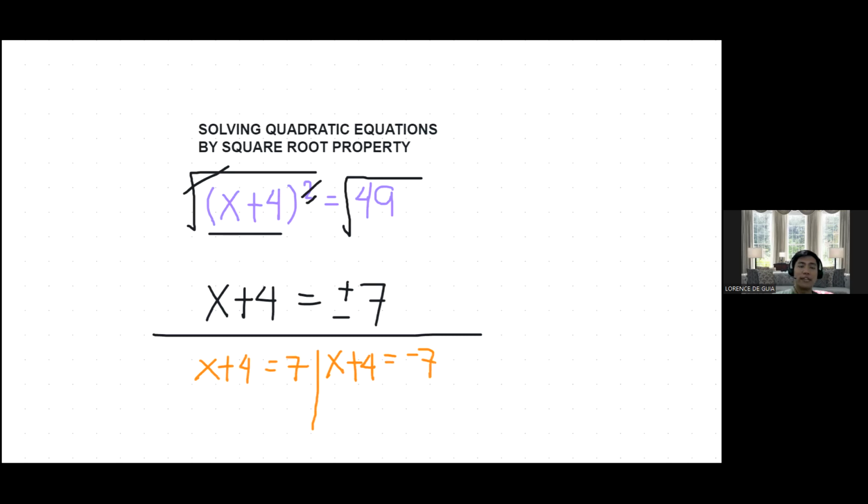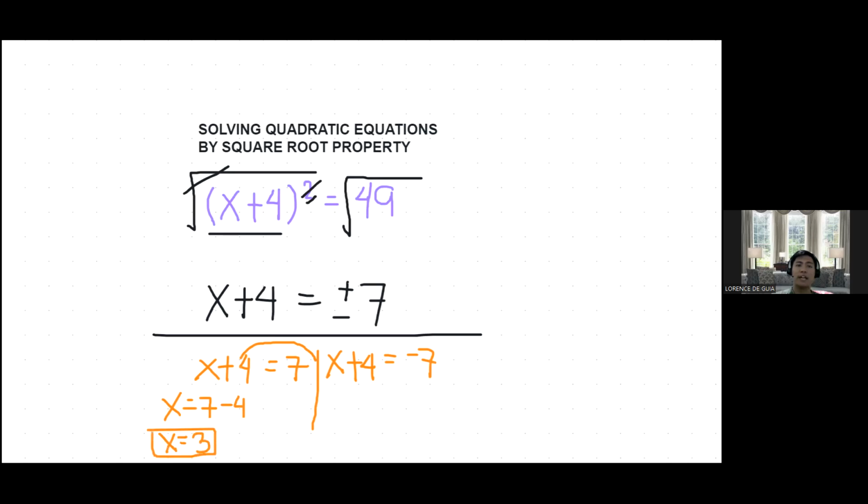Then, by solving linear equations in one variable, we can now get the value of x by subtracting both sides of the equation by 4, or by simply transposing 4 to the right side of the equation, making 4 become negative. So the value of x now is equal to 7 minus 4, and that is 3. So that's one of the values of our x.